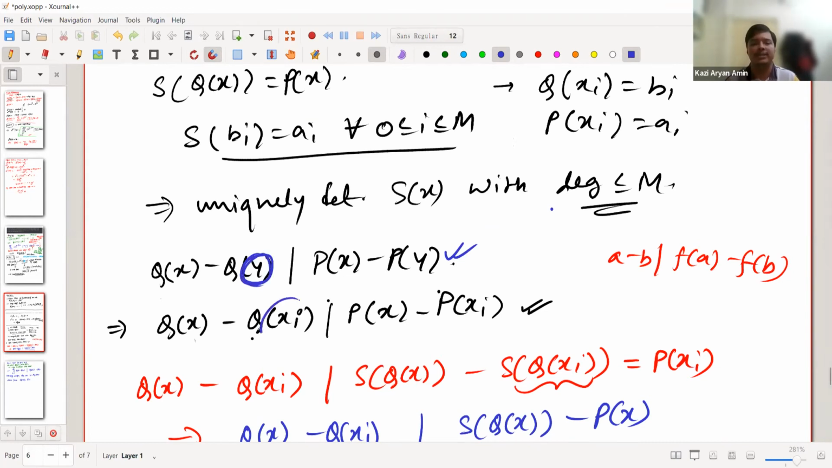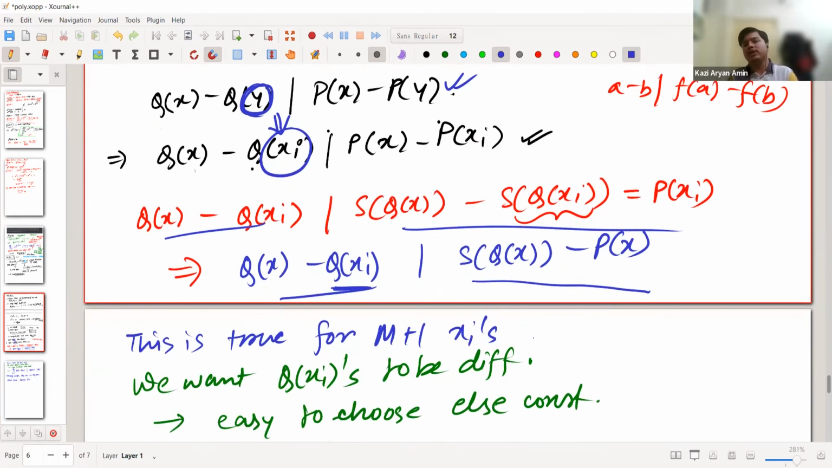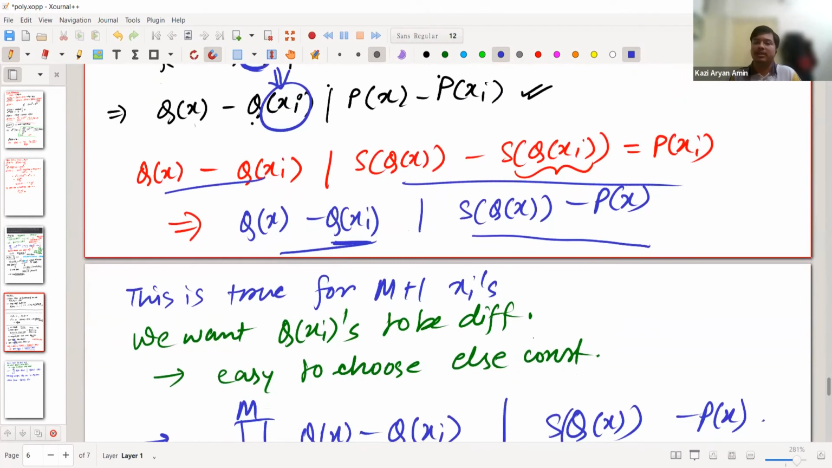Now we choose y to be xi. This is a very important tactic in multivariate problems, where you choose a specific value of one variable to get good results. So now you also know that Q of x minus Q of xi divides S of Q of x minus P of x. Now the idea is that if Q was a non-constant polynomial, we could choose Q of xi to be a lot of different things. And Q of xi is a constant value at the end of the day.